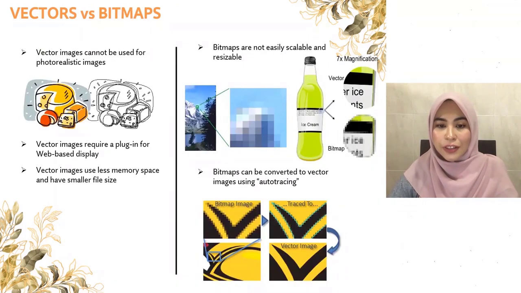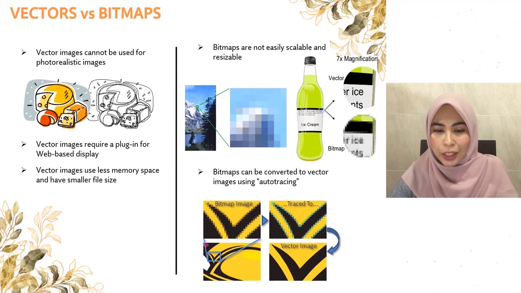So these are the differences between vectors and bitmaps. If you take a look here, vector images cannot be used for photorealistic images because what we're doing is drawing it. It can look a little bit cartoonish when you color it in. If you compare it to bitmap, since everything is in pixels, it looks a lot more detailed, so it looks more real, right?